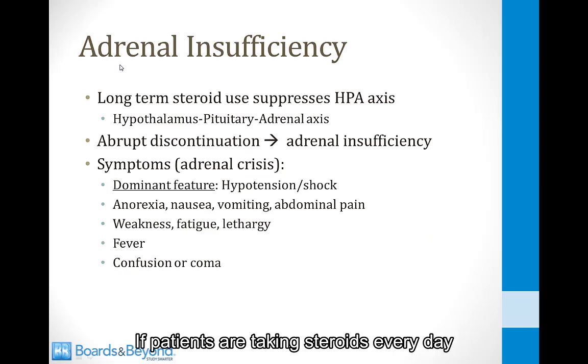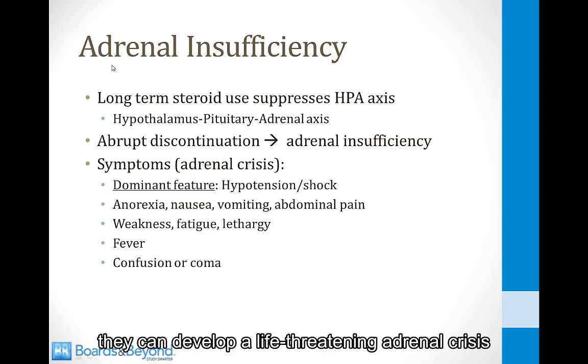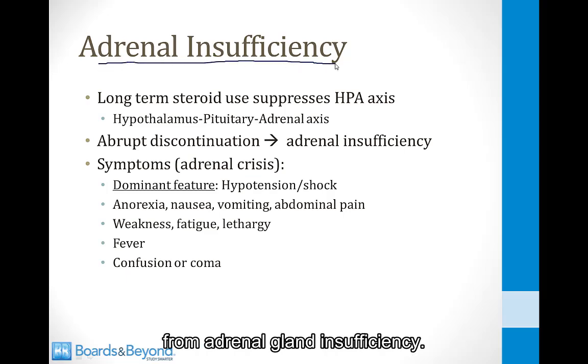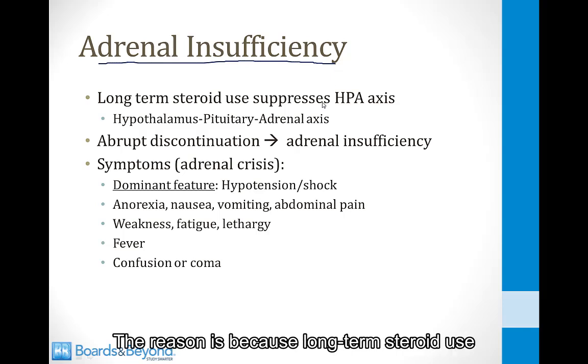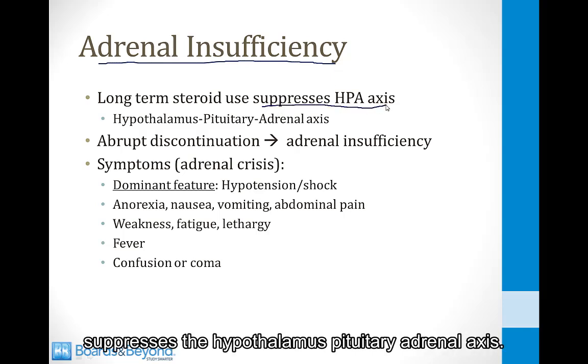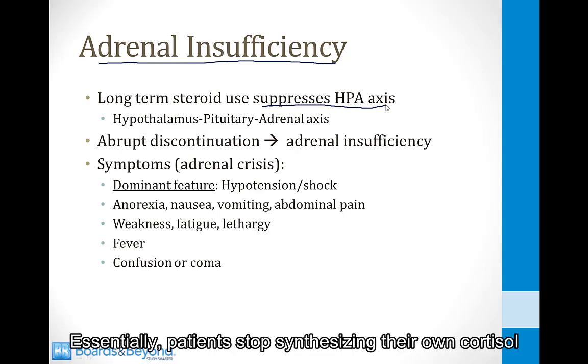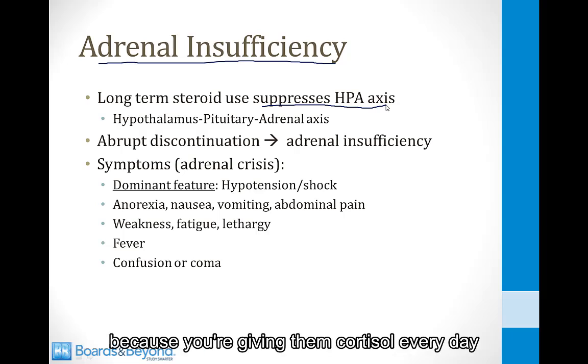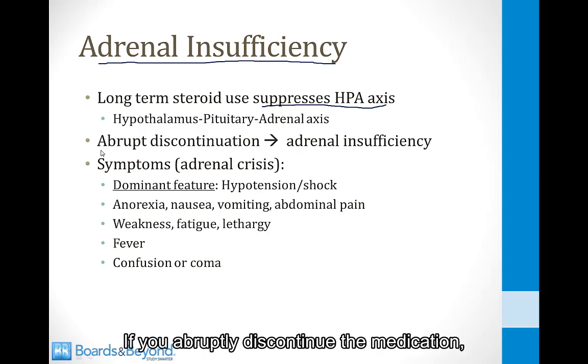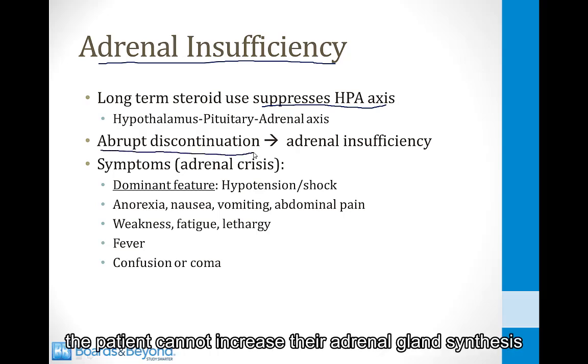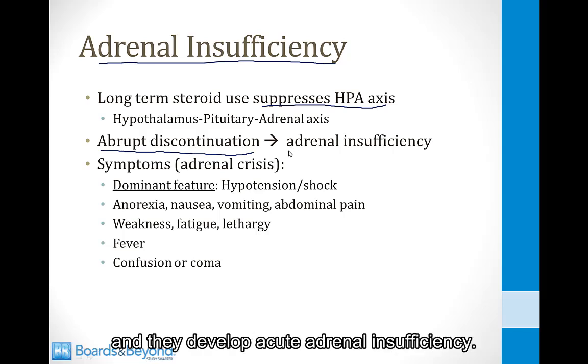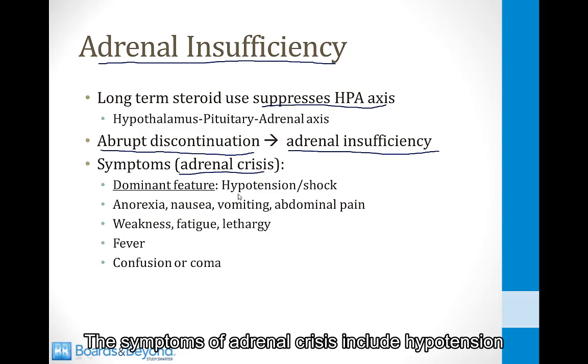If patients are taking steroids every day and they abruptly discontinue the medication, they can develop a life-threatening adrenal crisis from adrenal gland insufficiency. The reason is because long-term steroid use suppresses the hypothalamus-pituitary-adrenal axis. Essentially, patients stop synthesizing their own cortisol because you're giving them cortisol every day in the form of a medication. If you abruptly discontinue the medication, the patient cannot increase their adrenal gland synthesis of cortisol fast enough, and they develop acute adrenal insufficiency. The symptoms of adrenal crisis include hypotension and shock.